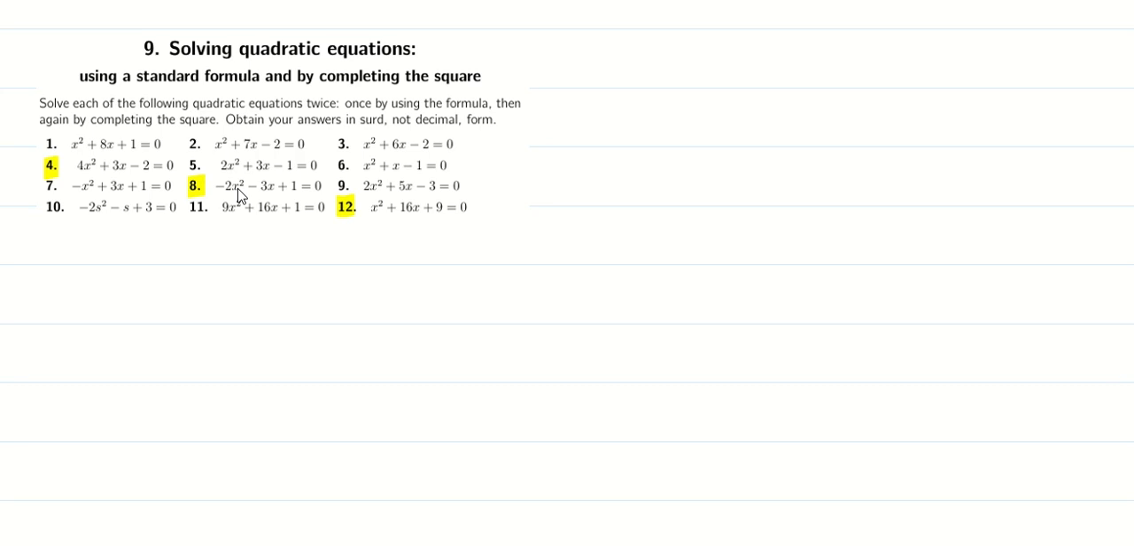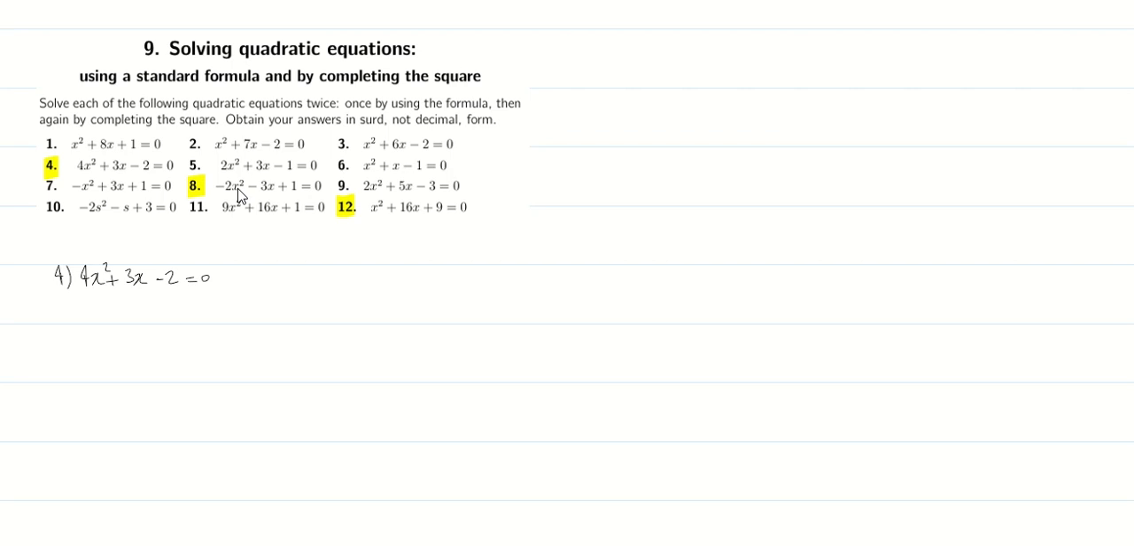Okay, in this question, we want to solve quadratic equations and we want to use two methods. The first method is using the formula and the second one is by completing the square. Let's start with question number 4. In here, we have 4x squared plus 3x minus 2 is equal to 0.